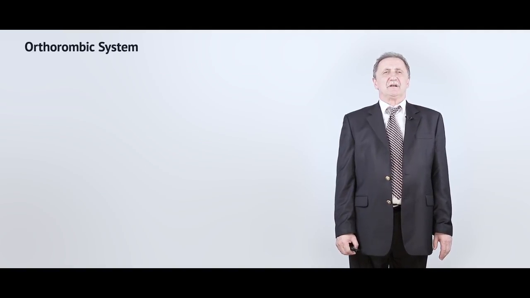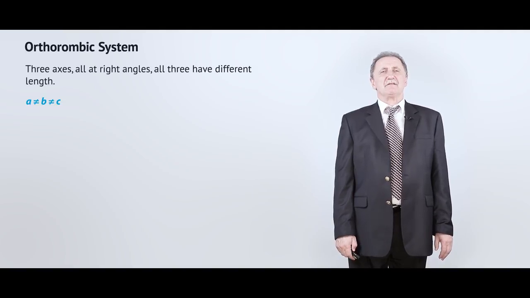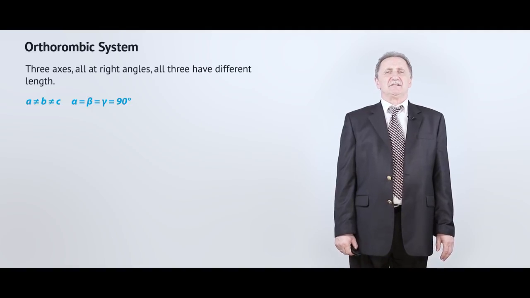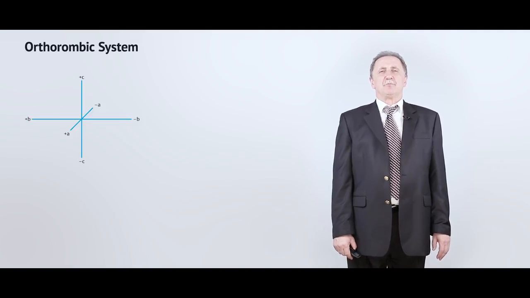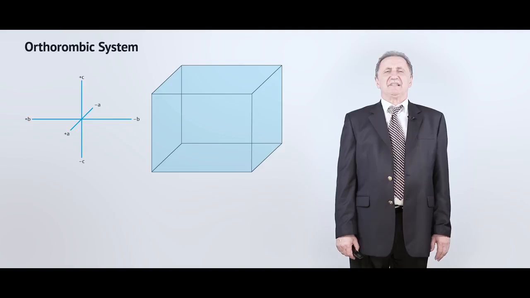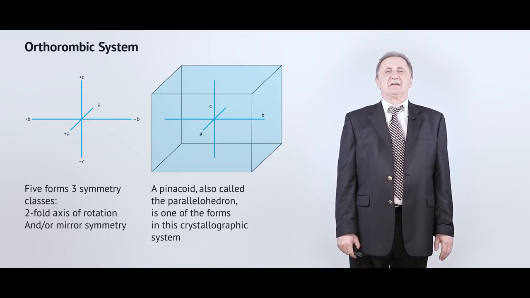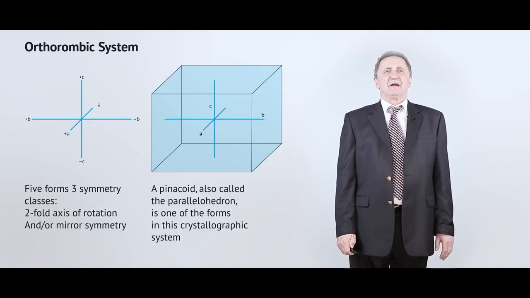Then we go to the orthorhombic system, which is also characterized with the help of 3 axes. In this case, all 3 axes are not equal to each other, while they still intersect at 90-degree angles. These kinds of 3D objects, and one of them, a pinacoid, is shown on this screen, have 3 symmetry classes and only 2-fold axes of rotation and 1 mirror symmetry.